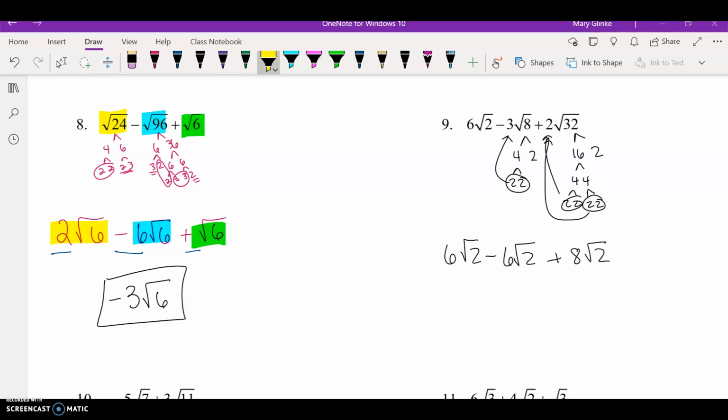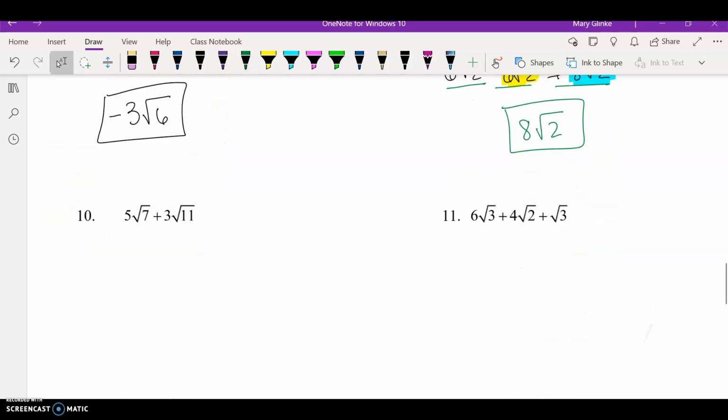So let's take a look at number 9. The first one didn't change. This 3 root 8 becomes 6 root 2. Double check that you didn't write 2 root 2 because of this number out in front. And then 2 root 32 becomes 8 root 2. When you bring out the 2 and the 2, and there's already that 2 out in front. So just double check that real quick. Then we can combine all of these because they're all root 2's. So 6 minus 6 is 0. And then we have plus 8. So it's going to be 8, oops, not root 8, but 8 root 2 rather.